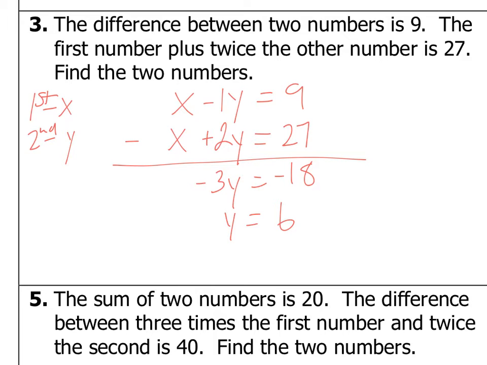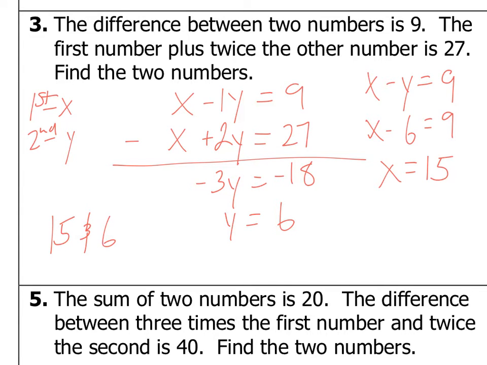Choose either equation. Let's just say x minus y equals 9. So now it's x minus 6 equals 9. And we can solve this equation. Voila. Add 6 to both sides. So again, what are the two numbers? Make sure you answer the question. 15 and 6. Those are our two numbers.